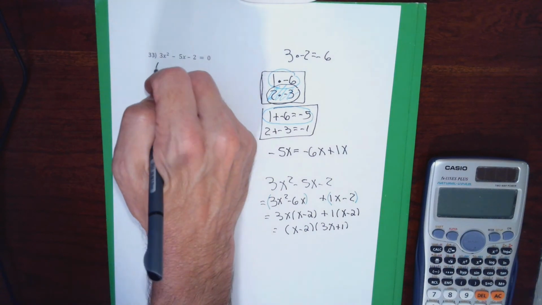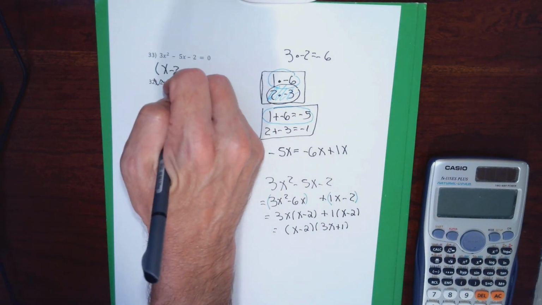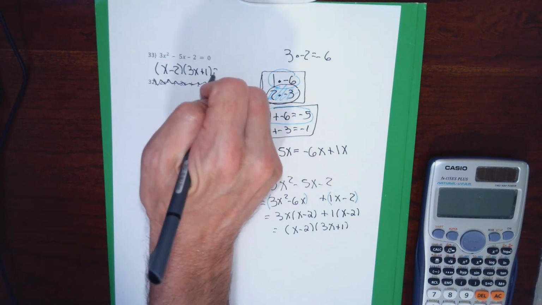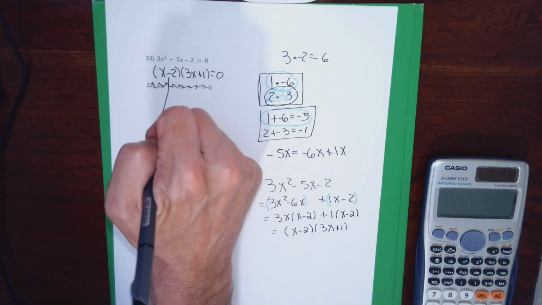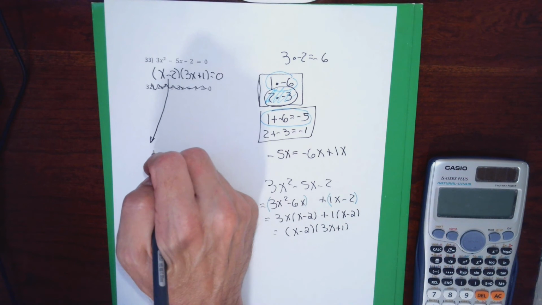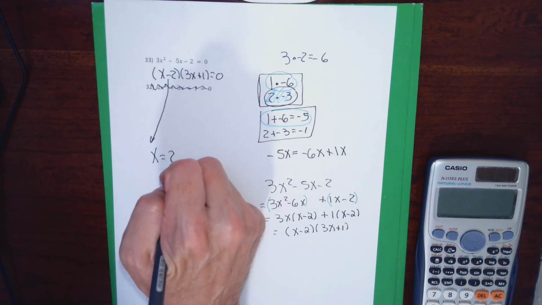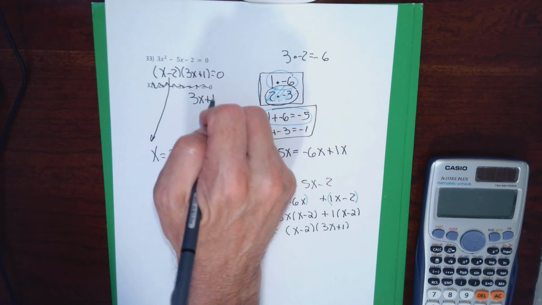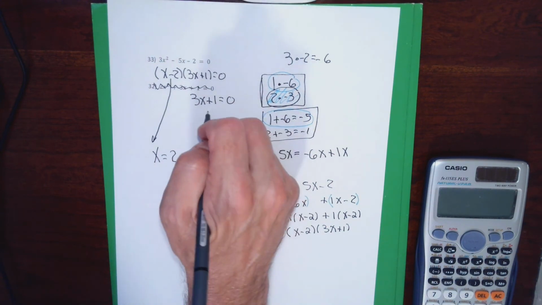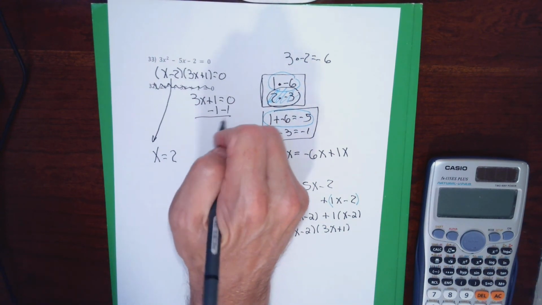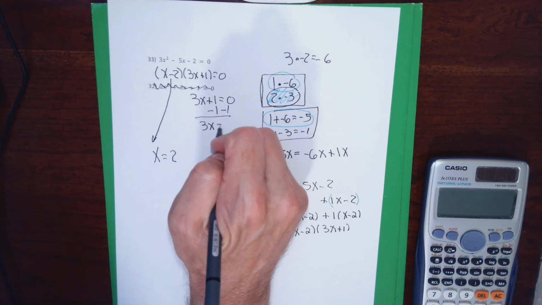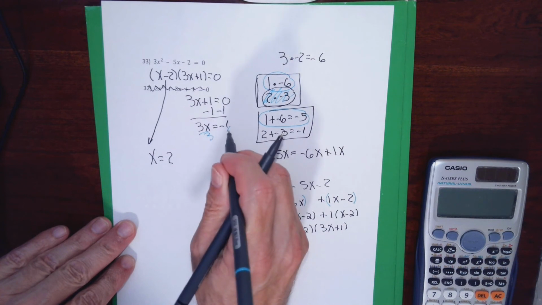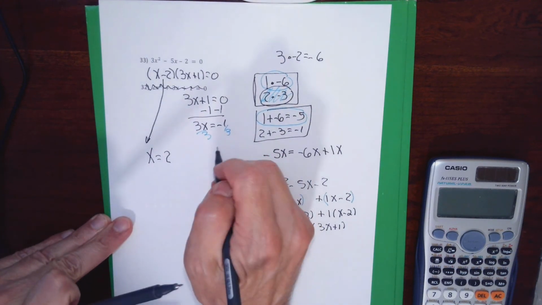So this guy right here, now I can write x minus 2 times 3x plus 1 equals 0. The x minus 2 is going to give an answer of 2. I don't need to do any algebra for it. The 3x plus 1 is going to give an answer of negative 1/3, but maybe I need to show the algebra for it. So I'm going to minus 1 and divide by 3, divide by 3, and get x equals negative 1/3.